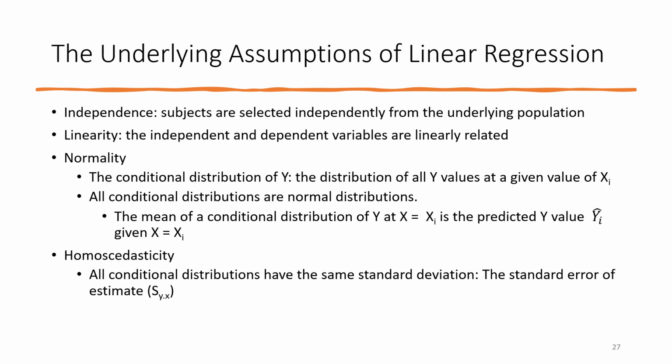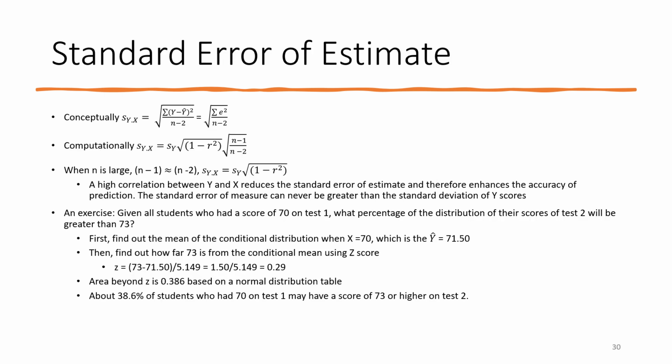Assumption number 4 is homoscedasticity. This assumption states that all conditional distributions have the same standard deviation. This shared standard deviation is called the standard error of estimate. The value of the standard error of estimate is provided in the SPSS output.